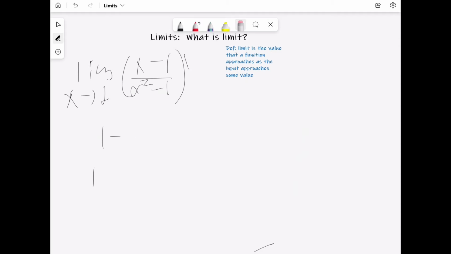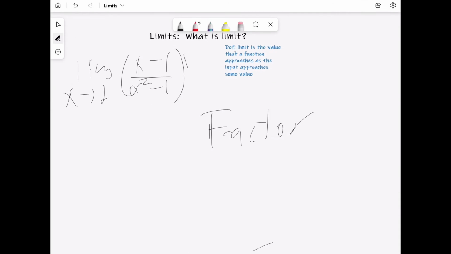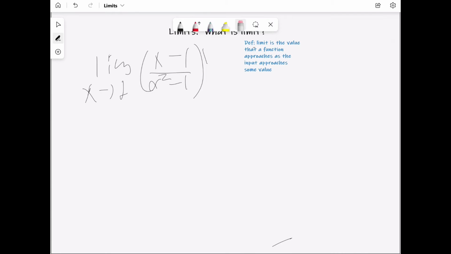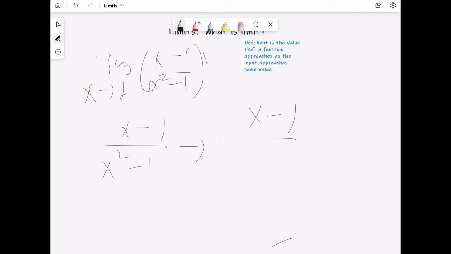So if you get 0 over 0, here's what we do. We factor it. Alright? That's pretty simple actually. Factoring, I mean, that's very low level. It's not that complex yet. So let's just factor this, right? x minus 1 over x squared minus 1. Well, that's x minus 1 over x plus 1 times x minus 1, right? These two cancel out. We get 1 over x plus 1.